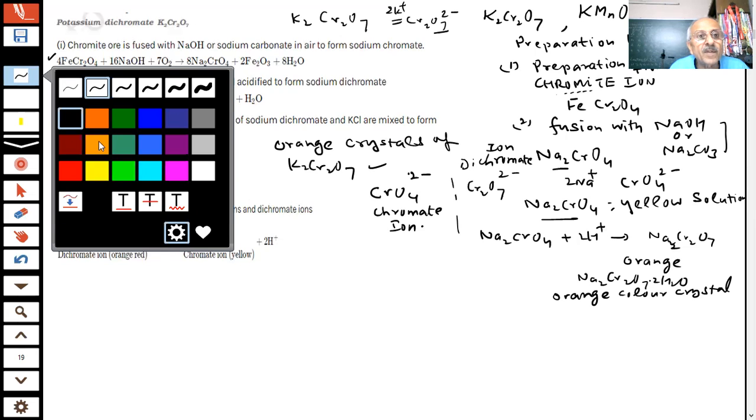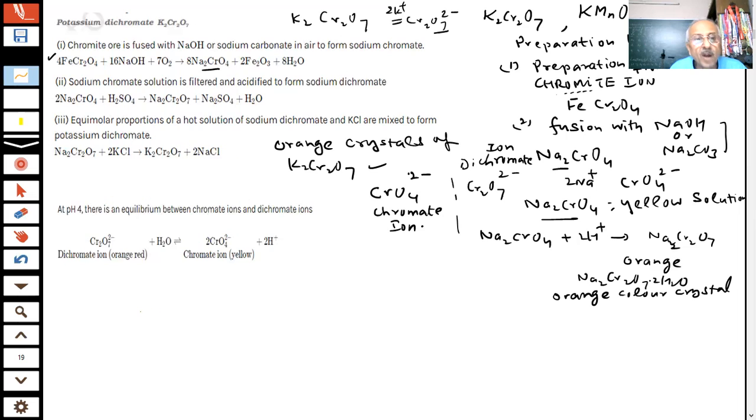All right. What I am saying is that you have CrO4 2 minus. This is my chromate ion. One question was there: draw the structure of chromate ion. You have only 1 minute to attempt. Draw the structure of the chromate ion, students.